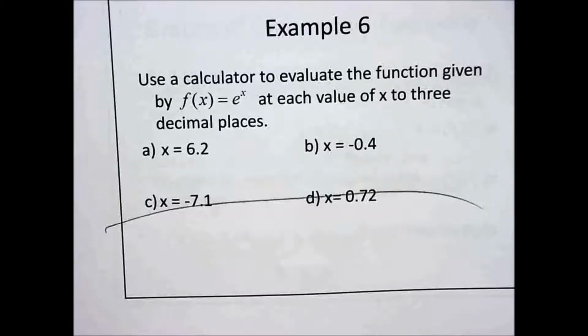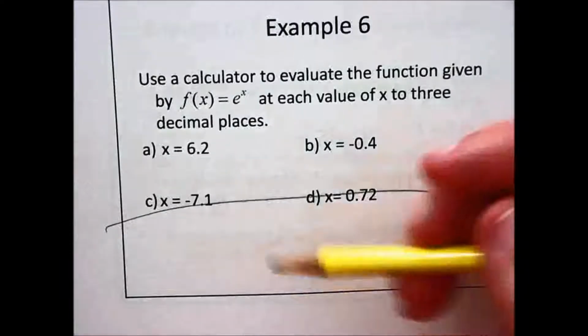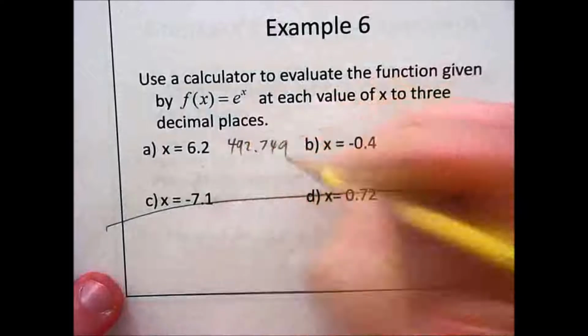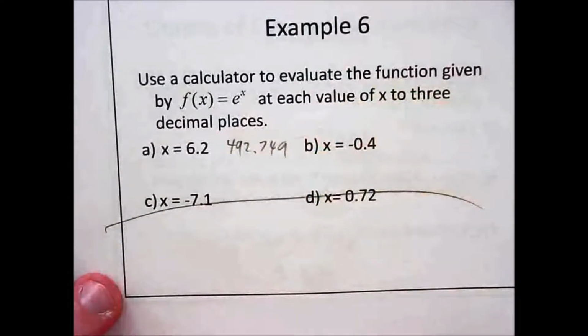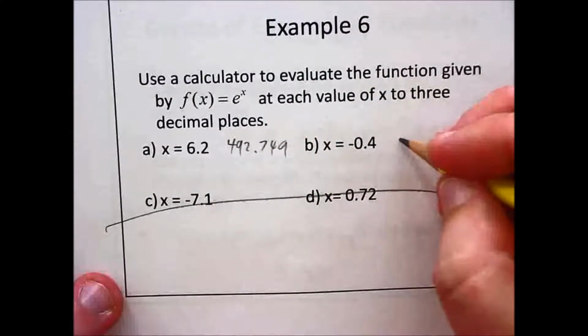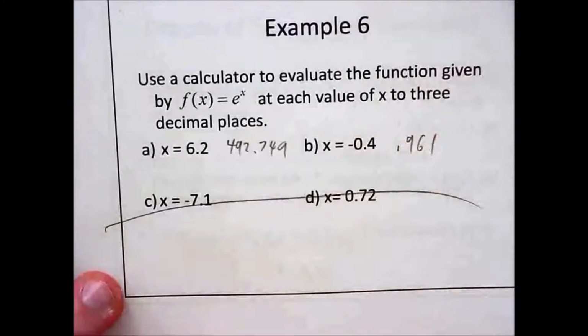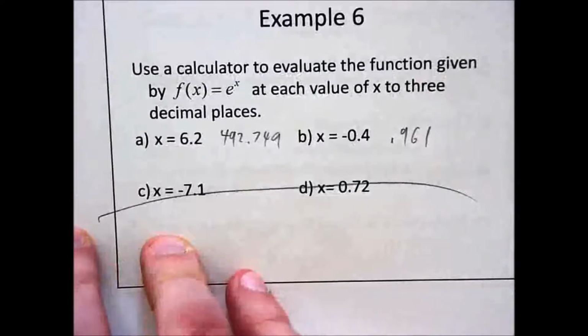Just the top two. What's e to the 6.2? 493.749. Everybody else get that? What about for the next one? 0.961. Everybody else? Okay. Those two values.